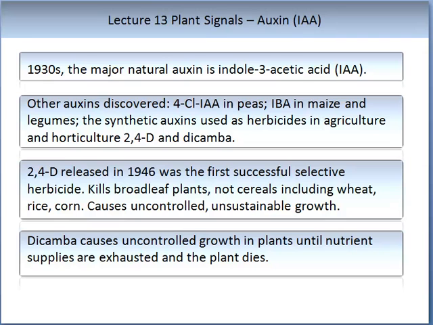2,4-D was released in 1946 and was the first selective successful herbicide. It kills broadleaf plants, not cereals including wheat, rice or corn. It causes uncontrolled, unstable growth. Dicamba causes uncontrolled growth in plants until nutrient supplies are exhausted, and then the plant dies.